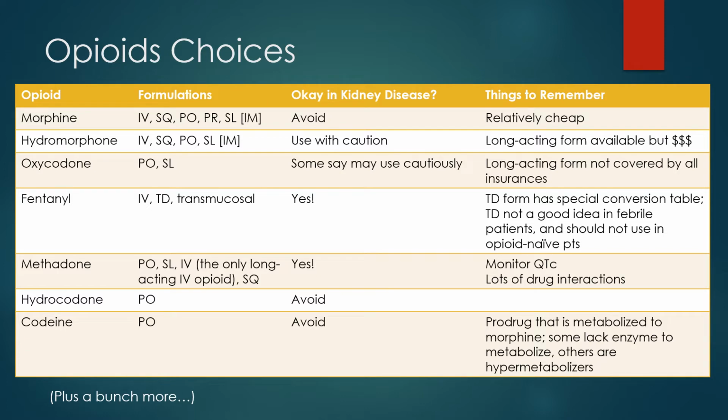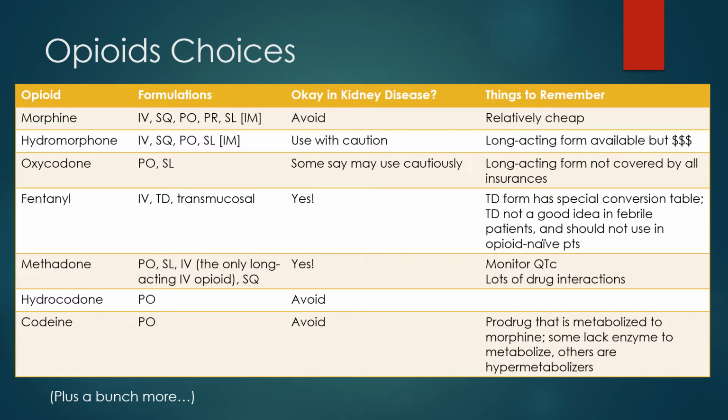There are a number of opioid choices. Morphine should be avoided in kidney disease, but it's relatively cheap. Hydromorphone can be used cautiously in kidney disease, and the long-acting form is available but very expensive. Oxycodone can also be used in kidney disease, but potentially cautiously. The long-acting form is not covered by all insurances.